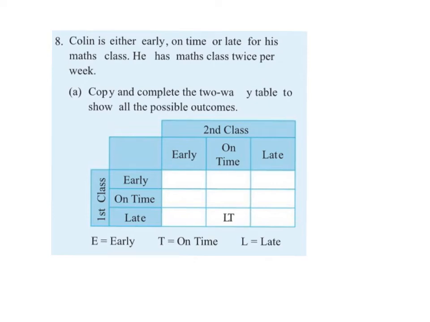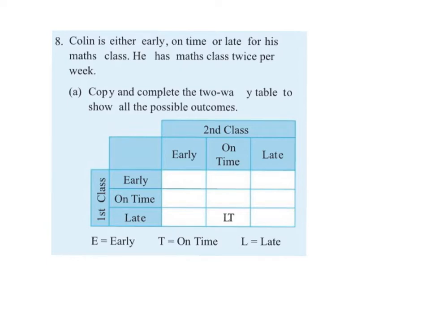Hey guys, so I'm just going to correct the homework. First one, Colin is either early, late, or on time for his maths class. He has maths class twice per week. Copy and complete the two-way table to show all of the possible outcomes.